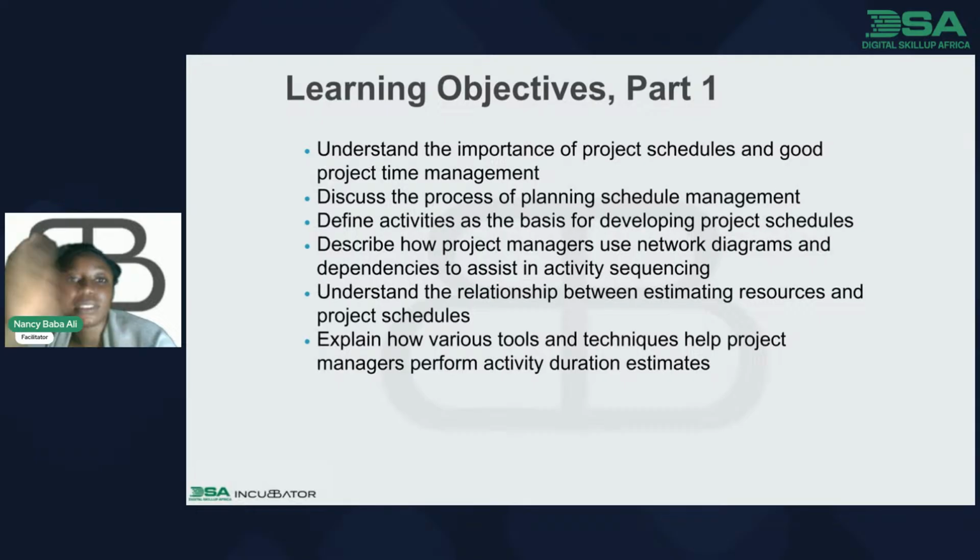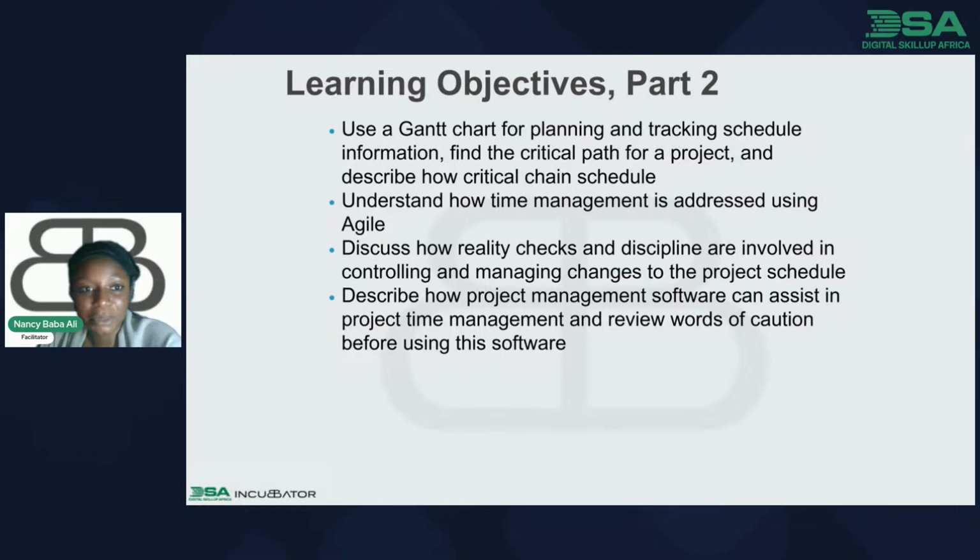The second was that we're meant to discuss the process of planning schedule management. I think we have done that too. We're supposed to define activities as the basis for developing project schedules. I'm sure we can tick that off too. You should be able to describe how project managers use network diagrams and dependencies to assist in activity sequencing. That can be ticked off too. Understand the relationship between estimating resources and project schedule. That could be ticked off too. And explain how various tools and techniques help project managers perform activity duration estimates. I think we did that too. So these are things that we were able to achieve, right?